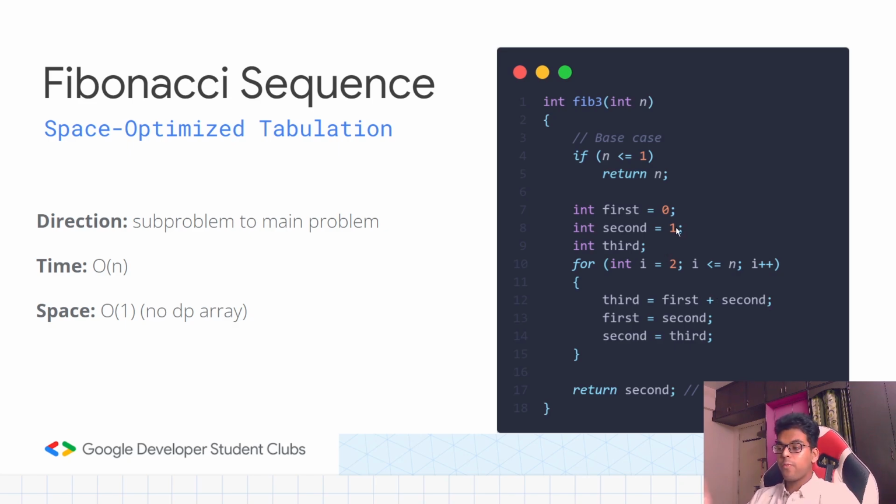So again we run the for loop from 2 to n, n being the number we want to find the Fibonacci of.